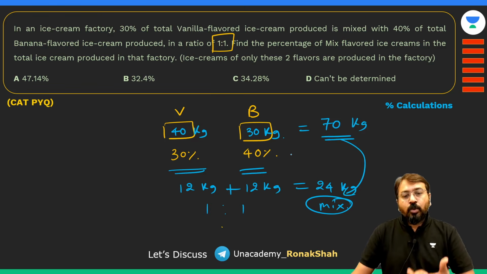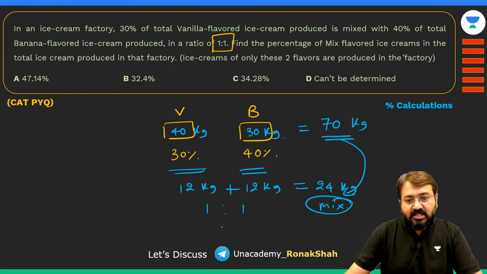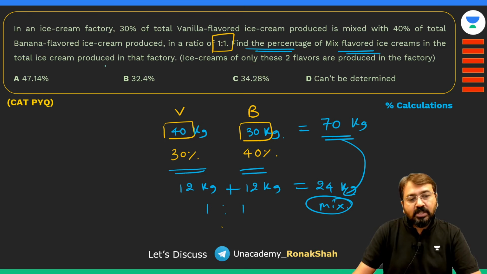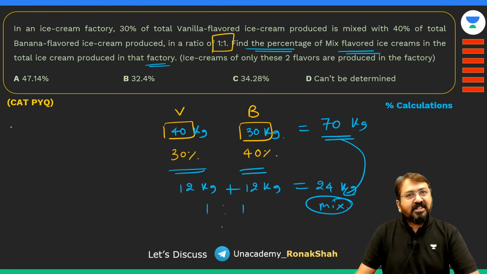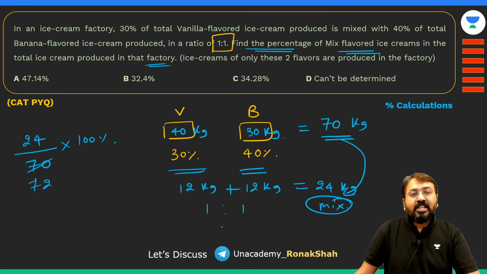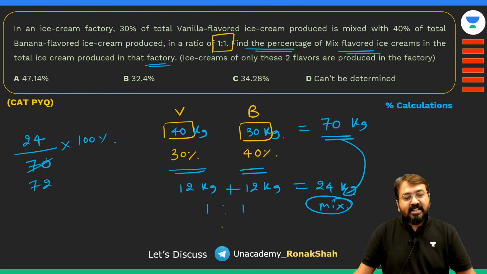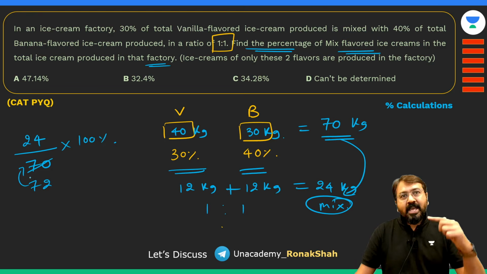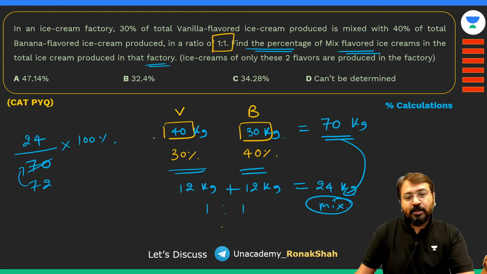So what is our question? Find the percentage of mixed flavored ice cream in the total ice cream produced in the factory. Very simple question. So I need to find out 24 is what percent of 70. Once again, this is a very simple situation. You should be able to figure out that had it been 72 over here, it should have been 33.33%. But this denominator is slightly less, so my answer should be slightly more than 33.33%.